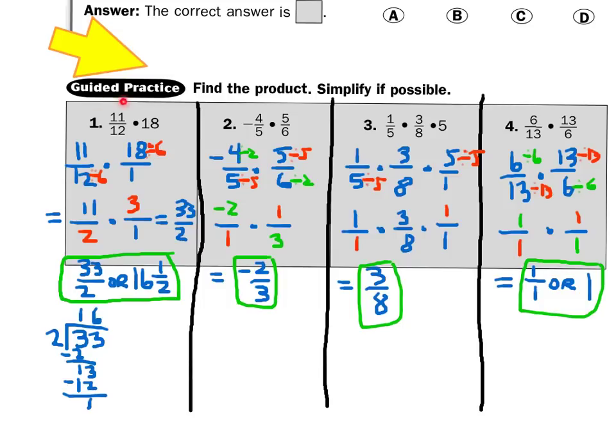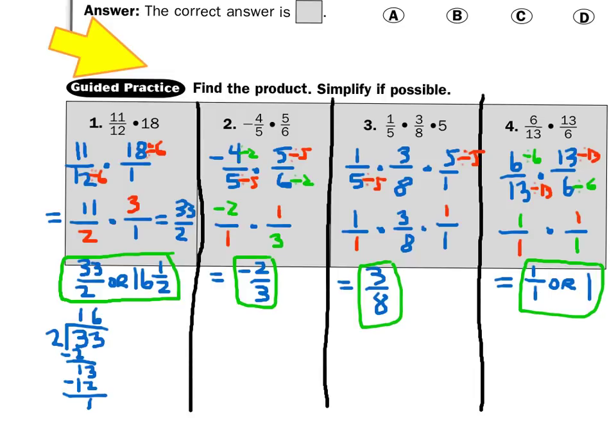Okay, let's look at the guided practice: find the product, and simplify if possible. Look at number 1, 11 over 12 times 18. Here's how I would write it. 11 over 12 times, and make the 18 look like a fraction, 18 over 1. And now remember, look across. See the 12 and the 18? They have a common factor of 6.